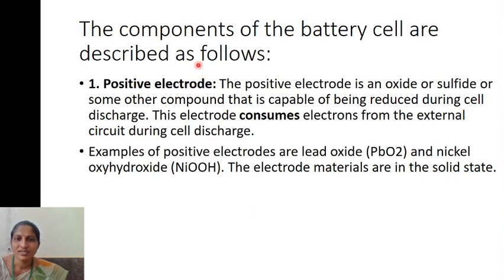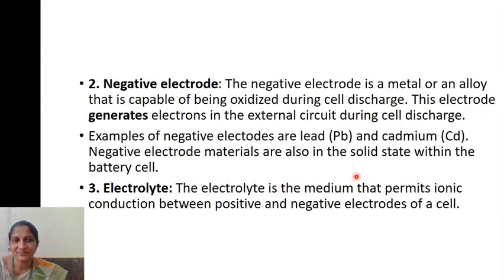The components of the battery cell are, first, the positive electrode. The positive electrode is an oxide or sulfide or some other compound that is capable of being reduced during cell discharge. This electrode consumes electrons from the external circuit during cell discharge. Some examples of positive electrodes are lead oxide PbO2 and nickel oxyhydroxide NiOOH. The electrode materials are in the solid state.